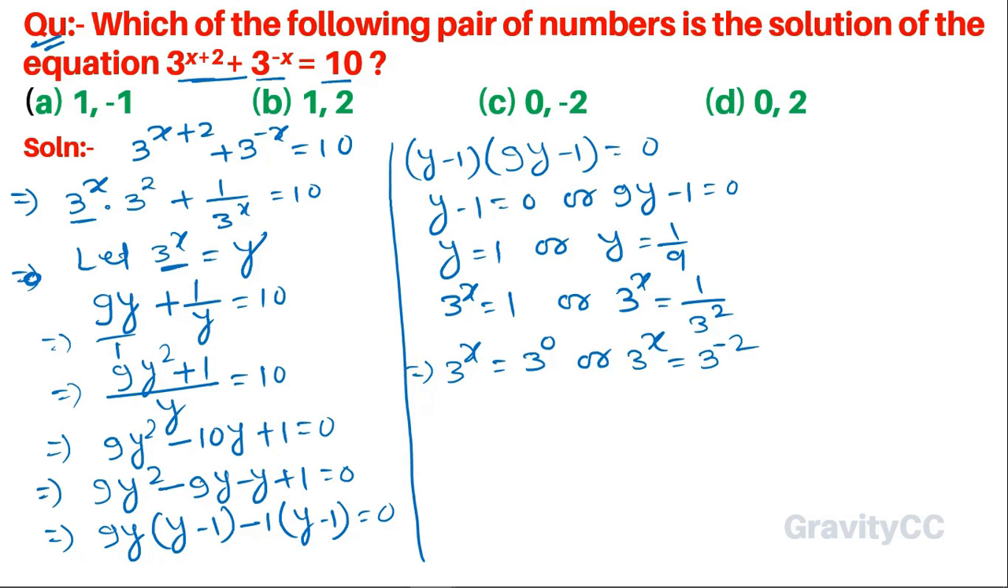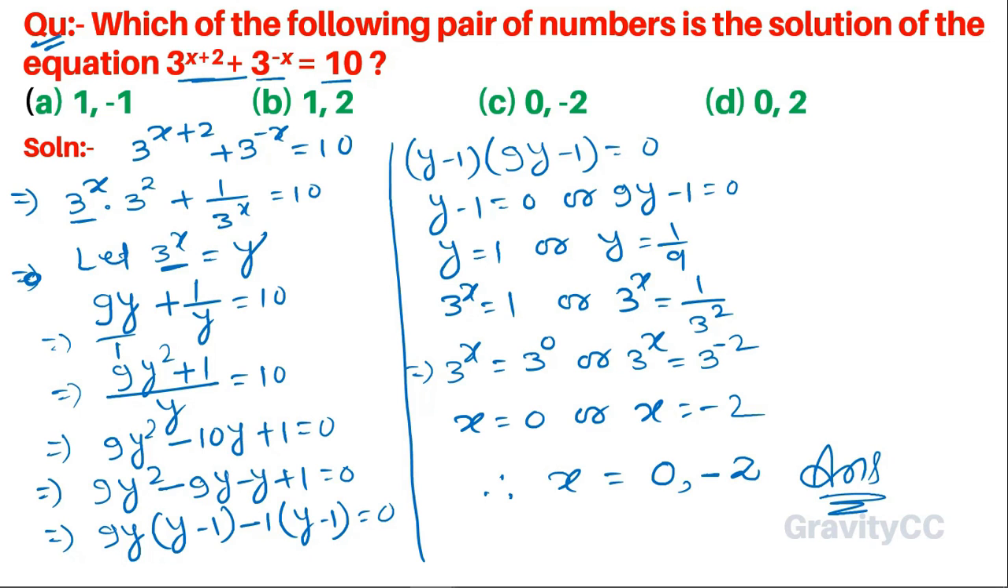3 to the power minus 2, तो यहाँ पे बेस सेम है तो x equal to 0 होगा और ये x equal to minus 2, so therefore x equal to 0, minus 2, answer. So option C is the correct answer.